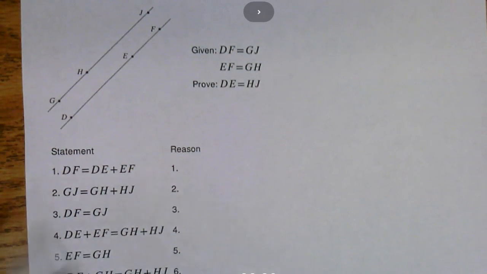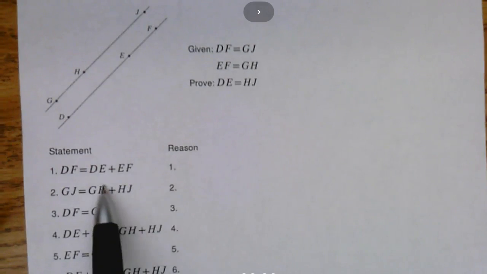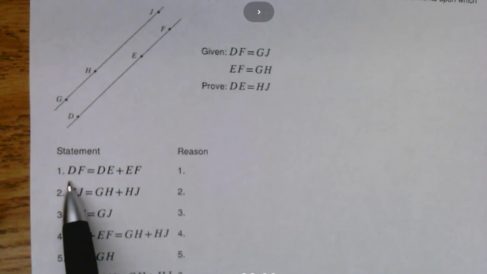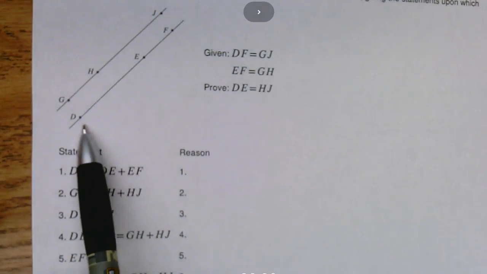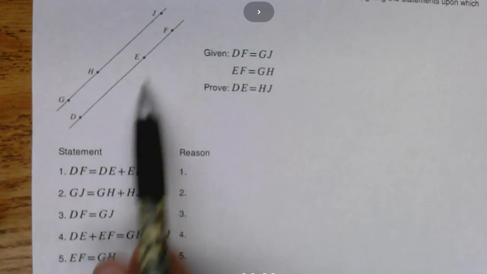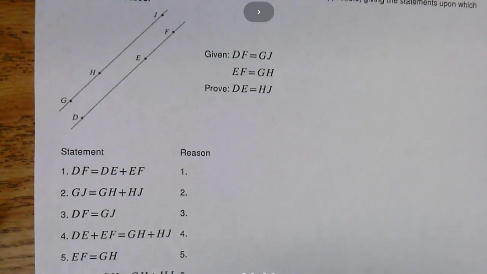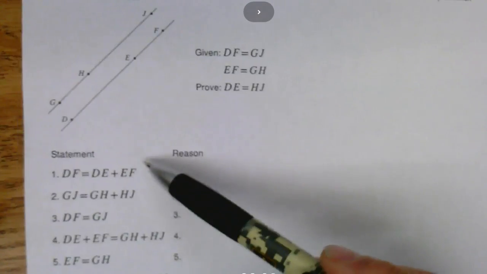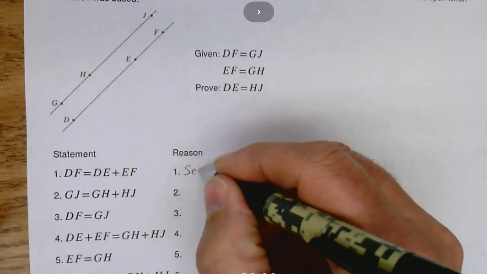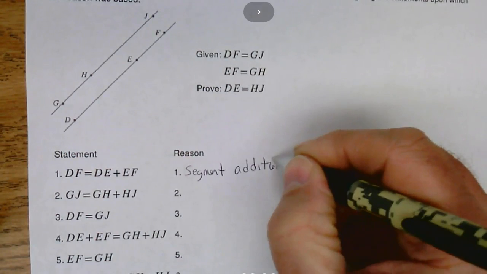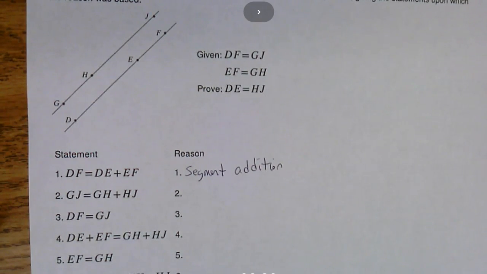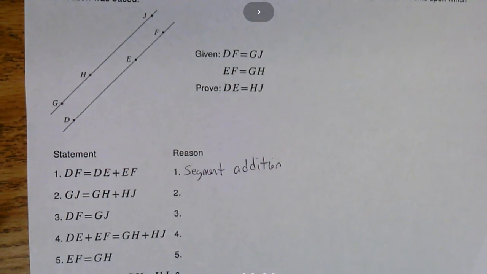So here, these are our givens. Sometimes it starts with the given. This isn't a given, but it does tell us DF equals DE plus EF. That's a statement. This whole thing is equal to DE plus EF, and we're just adding the segments. So the reason that this is true is because of something called segment addition. That's a property, and it should be in your textbook. So segment addition is going to be your property.